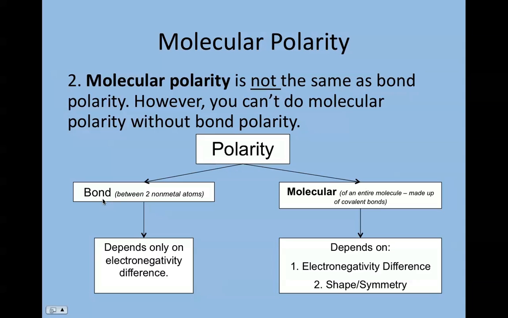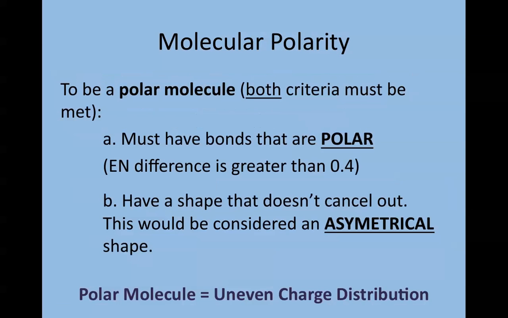So what we talked about yesterday was a bond between two specific nonmetal atoms, and their polarity was dependent on their electronegativity difference. Today, when we look at molecular polarity, we're talking about the entire molecule. So how do all the different types of bonds in the molecule contribute to its polarity? This depends on the electronegativity difference between all the atoms that are bonded together, and it also depends on the shape and symmetry of the entire molecule. Alright, so we're first going to look at polar molecules.